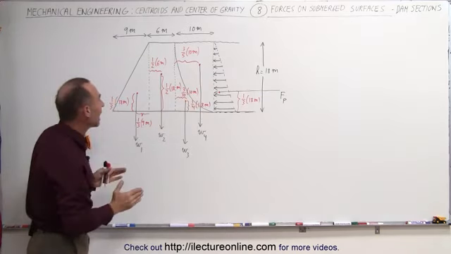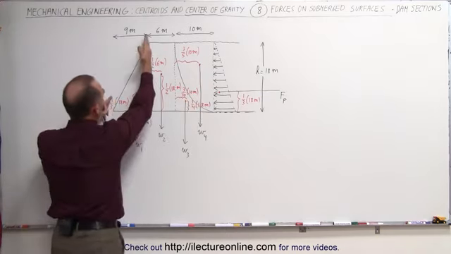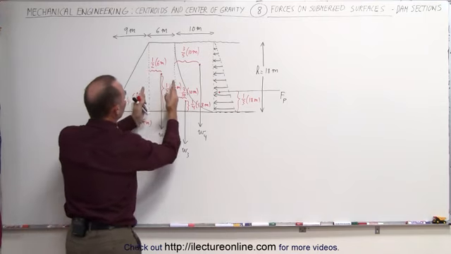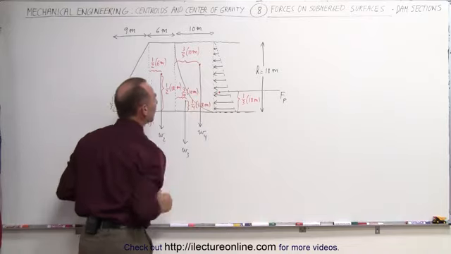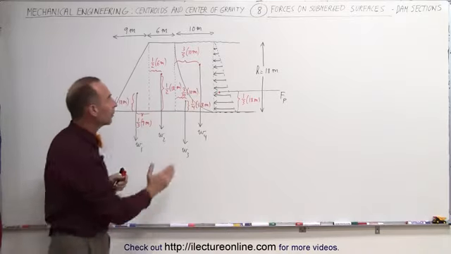We can then take the dam and divide it into three sections. The triangular portion section right here, the rectangular portion section right here, and the parabolic section right here, but it's all one solid piece of concrete. Then behind it we have the water.